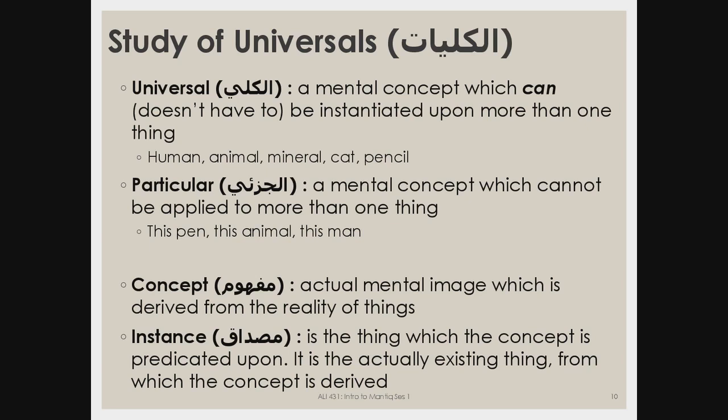Okay, what is a kulli? What is a universal? A universal is a mental concept which can be instantiated upon more than one thing. What do I mean by instantiation? Instantiation means that you take the concept that is in your mind and you apply it on things, on anything. Example, the concept of human in your aql. You have a concept of human or animal or a cat or a pencil or a pen or a laptop, whatever, any concept in your mind.